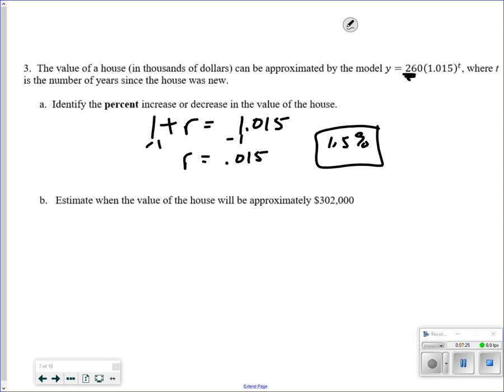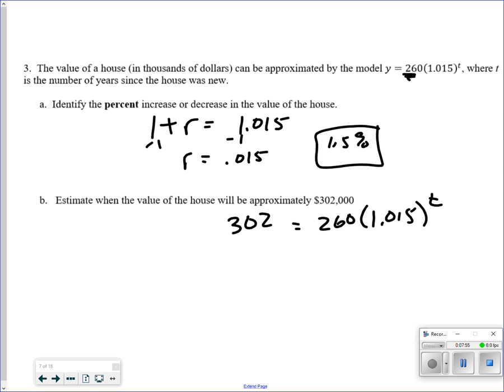Estimate what the value would be when they approximate 302,000. So they want to know if I ended with 302,000. So now I don't need to actually put 302,000. I just need to put 302. So here's what they want me to do on a graphing calculator. And I will pull up a graphing calculator here. So give me 1 second. I'm going to pull up a graphing calculator because I want to approximate when t is. So I'm going to pull up that graphing calculator now, and I'm going to type in the model.